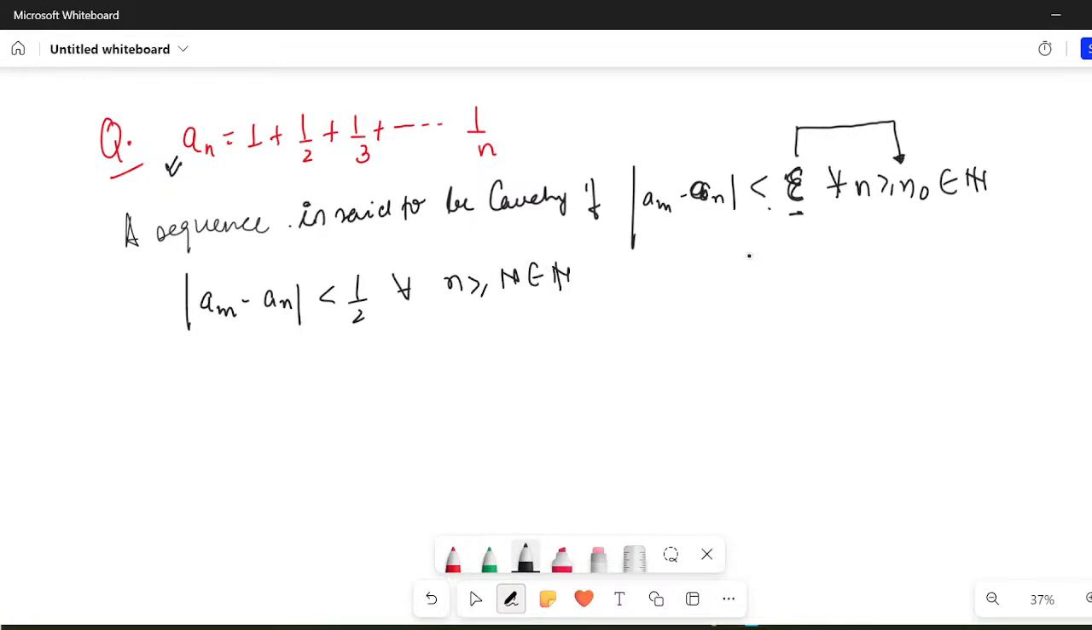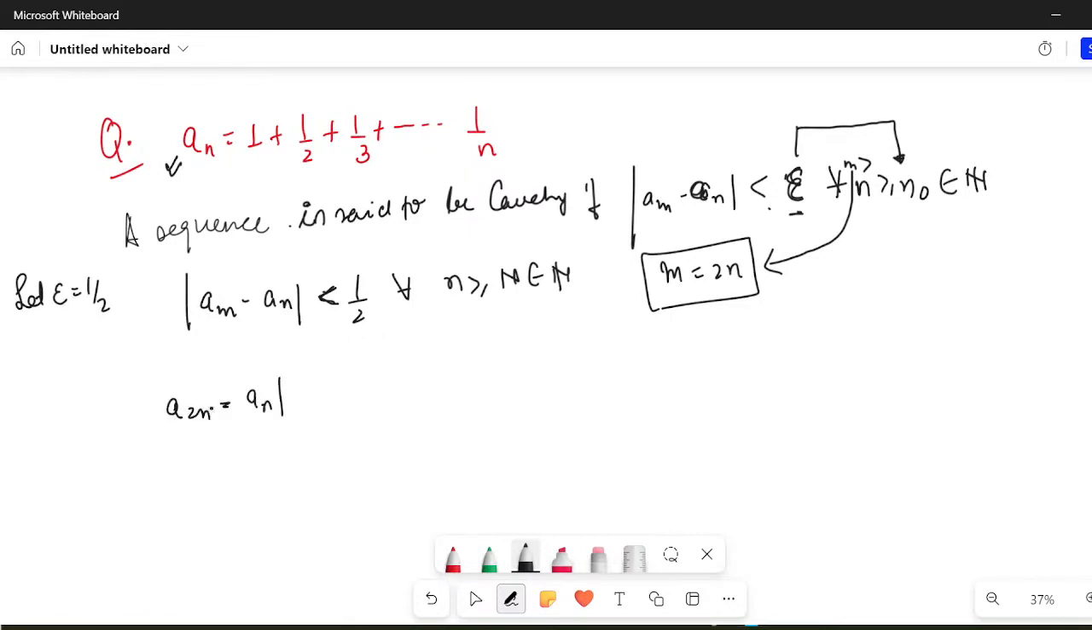Now, let me take m equal to 2n. M is obviously greater than n. According to the definition of the Cauchy sequence, am minus an can be made less than epsilon for all m greater than or equal to n naught, right? So if I take m equal to 2n, I don't think I'm making any mistake. If the sequence is Cauchy, then am minus an can be made less than epsilon, and let epsilon be equal to half. So in that scenario, I can write that a2n minus an can also be made less than half for some n, let's say capital N.